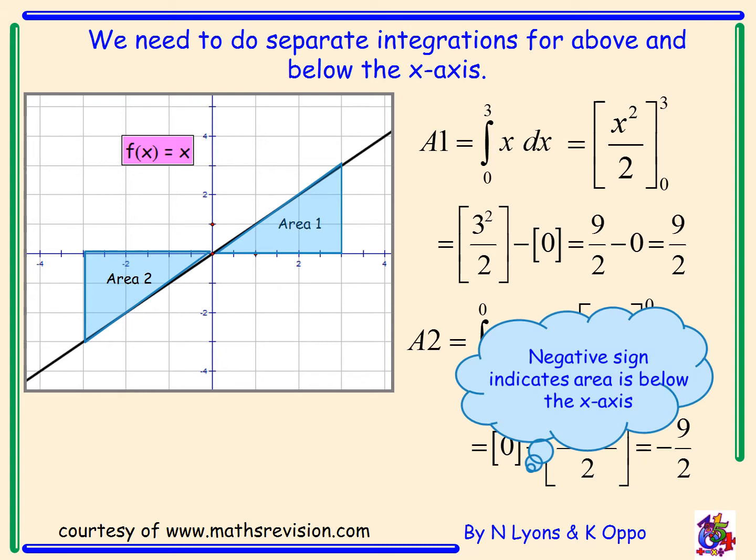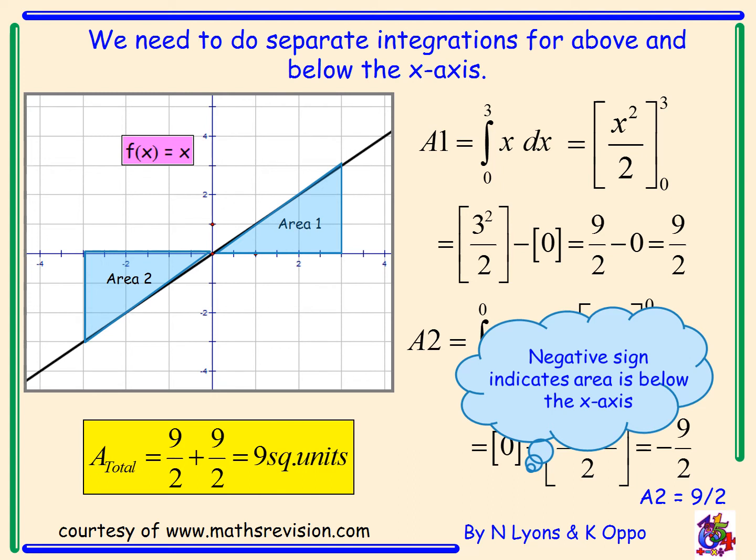Now the negative sign indicates for you, if you haven't got a picture of your function, that the area is below the x-axis. But the area is just equal to 9 over 2. We ignore the negative sign. So our total area is, now we're going to add the two areas together. It's 9 over 2 plus 9 over 2, which is 9 square units.